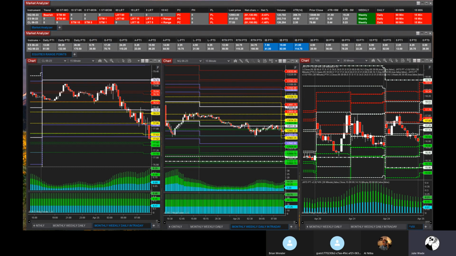NinjaTrader was able to upgrade the platform to a web platform. So we're going to be putting the indicator there too.